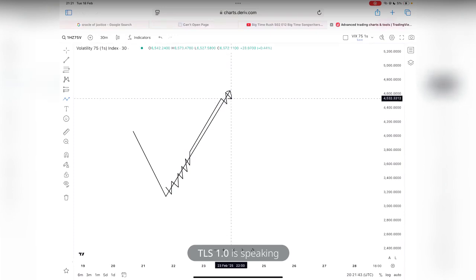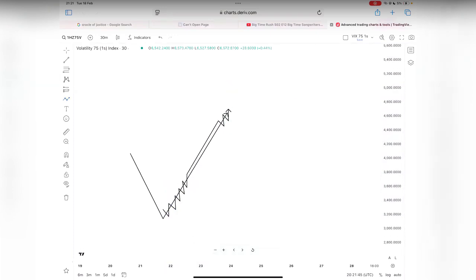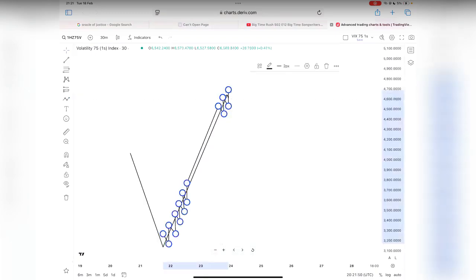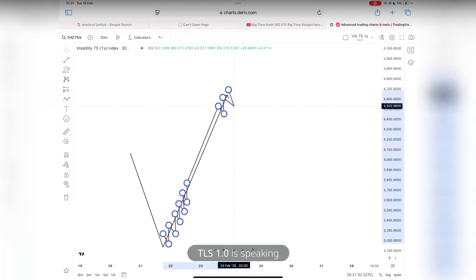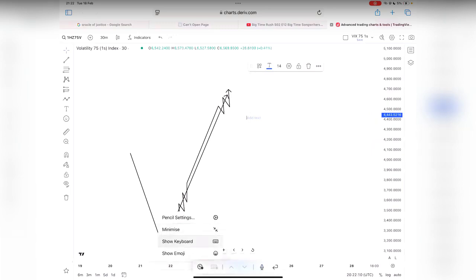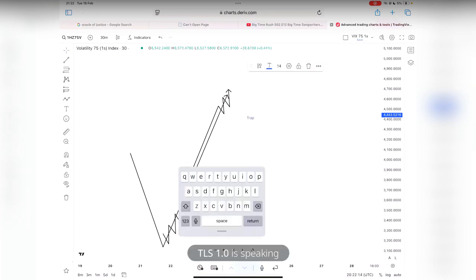Now, the most recent structure becomes the last break of structure you see internally. Okay. Now the first one becomes what? It is called an inducement. What is an inducement? A trap. I said it before. The first structure is a trap. Why the second one is where you should take a trade from.